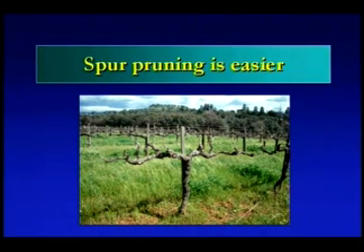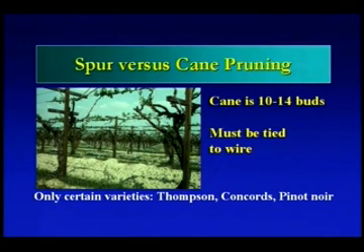Spur pruning, as you can see, as I said, once you've got the system in place, it's just plunk, plunk, plunk, plunk, plunk. You can go in and make the cuts, and it's nice and easy, as opposed to the cane pruning that I showed you here. Now, canes, the wood is no different. It's still just 1-year-old wood, but instead of leaving 2 buds, a cane is just 10 to 14 buds. Instead of cutting it all the way back, you leave it longer. And it has to be tied on the wire, like I said.